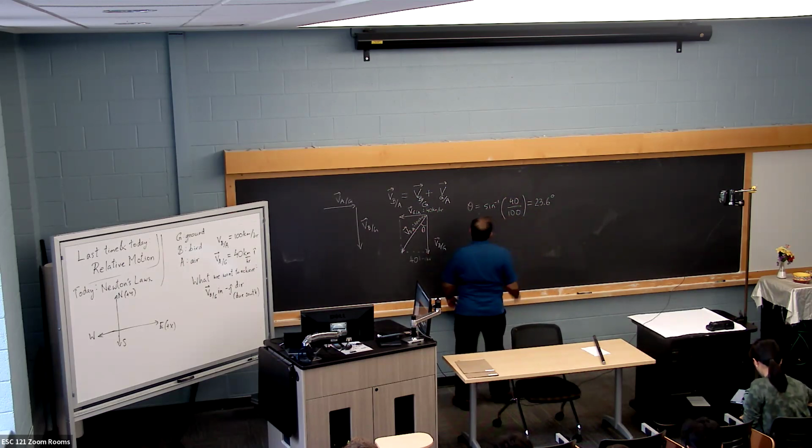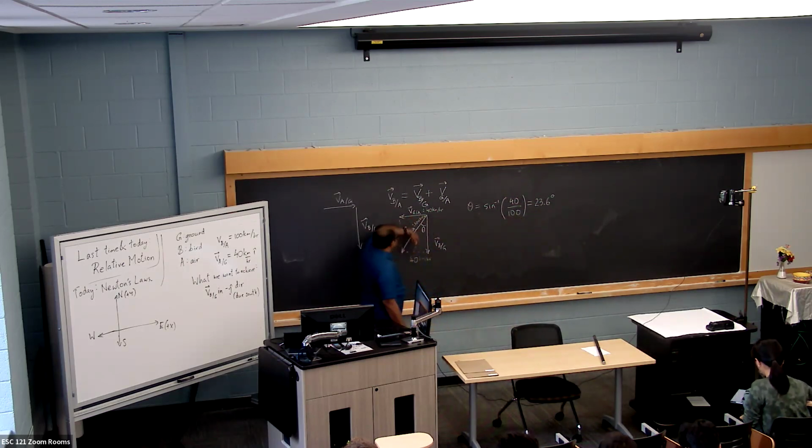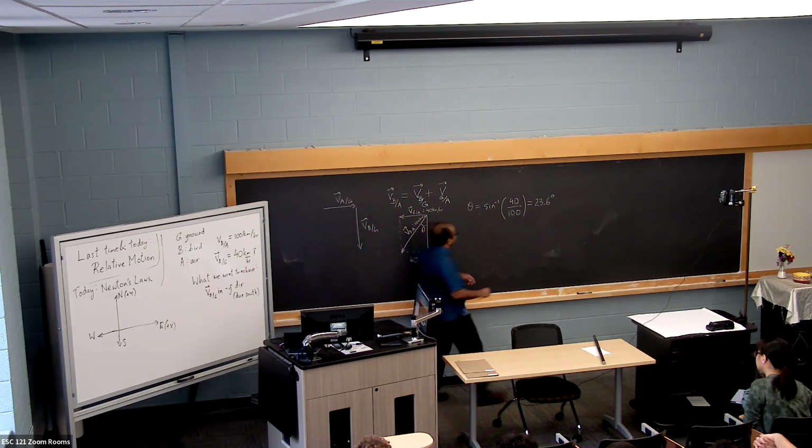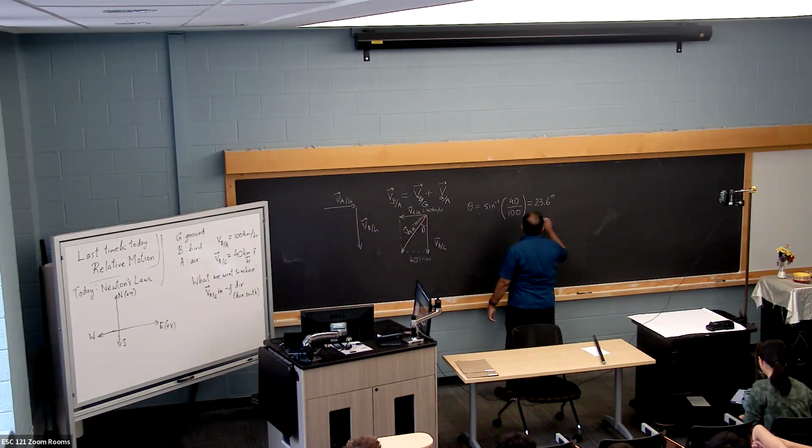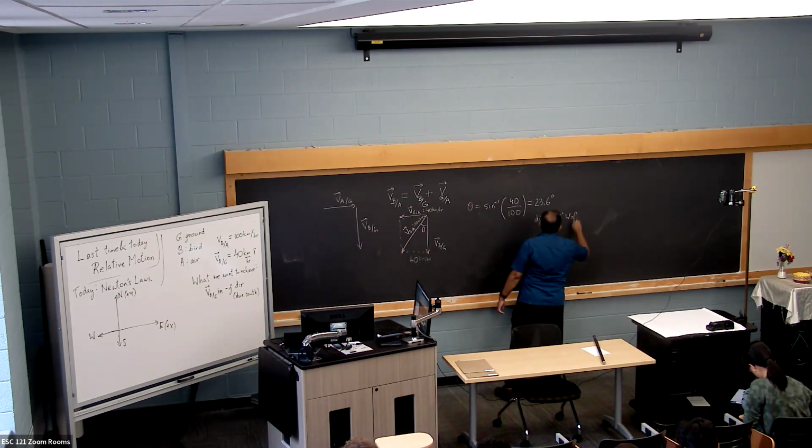All right, so that gives us the heading of the bird. The bird should point itself at 23.6 degrees west of south, right? So direction is 23.6 degrees west of south.